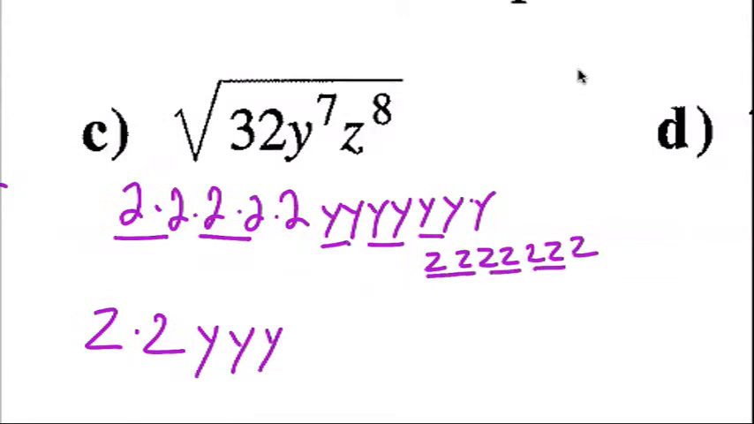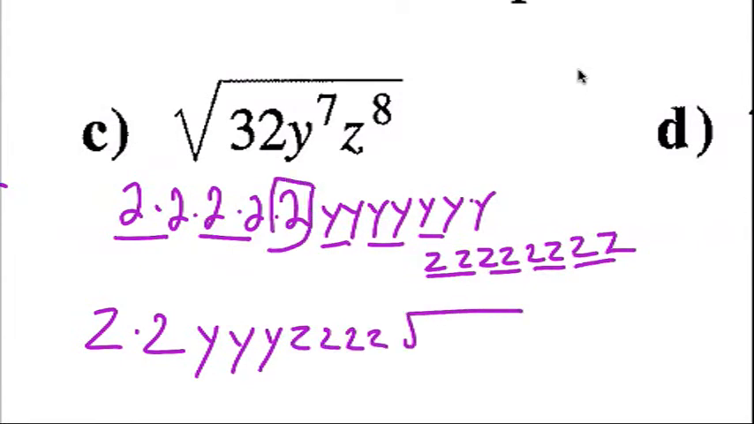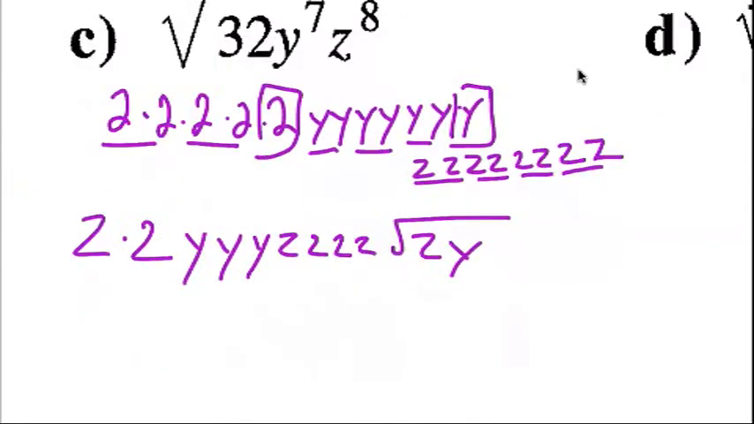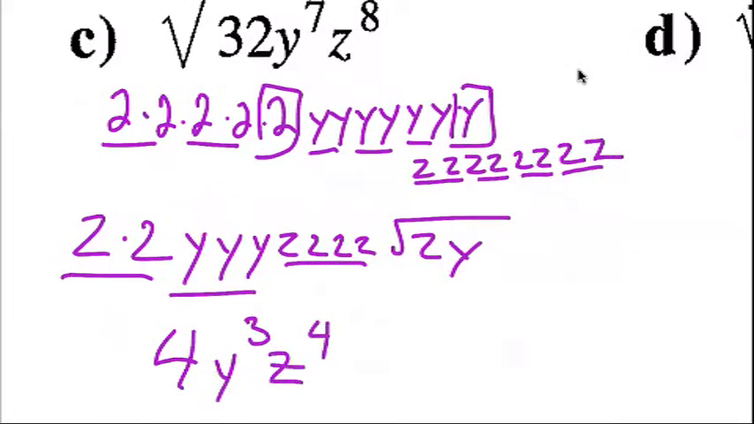Oh, I missed a z. 1, 2, 3, 4, 5, 6, 7. There should be 4 z's. What's left over? Well, we had this lonely 2 that was left over, and this lonely y that was left over. This simplifies to 4. This simplifies to y cubed. This simplifies to z to the 4th, square root 2y.